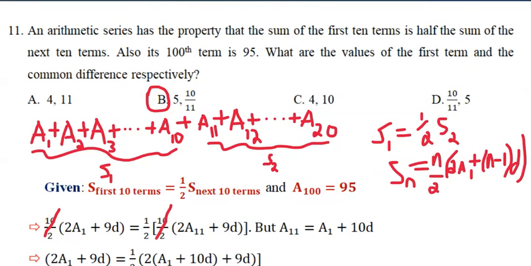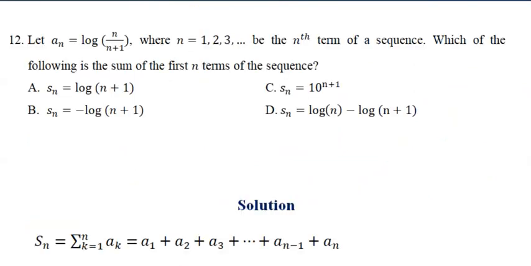Let us see question number 12. Here is what it says. Let an be equal to logarithm of n over n plus 1, where n is equal to 1, 2, 3, and so on, be the nth term of a sequence. Which of the following is the sum of the first n terms of the sequence?